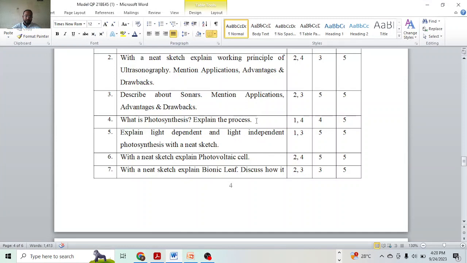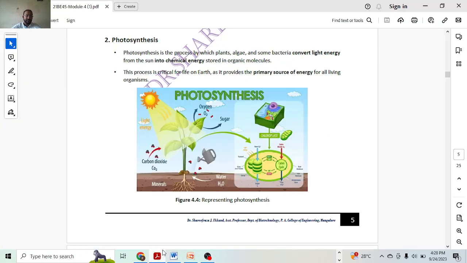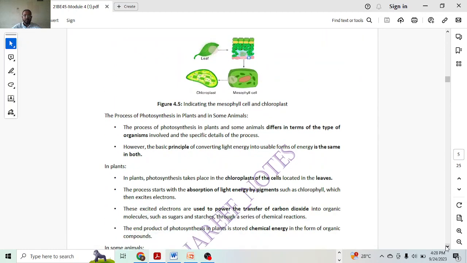Next, what is photosynthesis? Explain the process. See the question. What is photosynthesis? How many marks does it carry? 1 mark. Explain the process will carry 4 marks. Here all the principal things will come, and uses. Basically how exactly the process happens, that you need to explain. So 1 mark here. Next, you draw the diagram, which might get you 1 mark, 2 marks over.